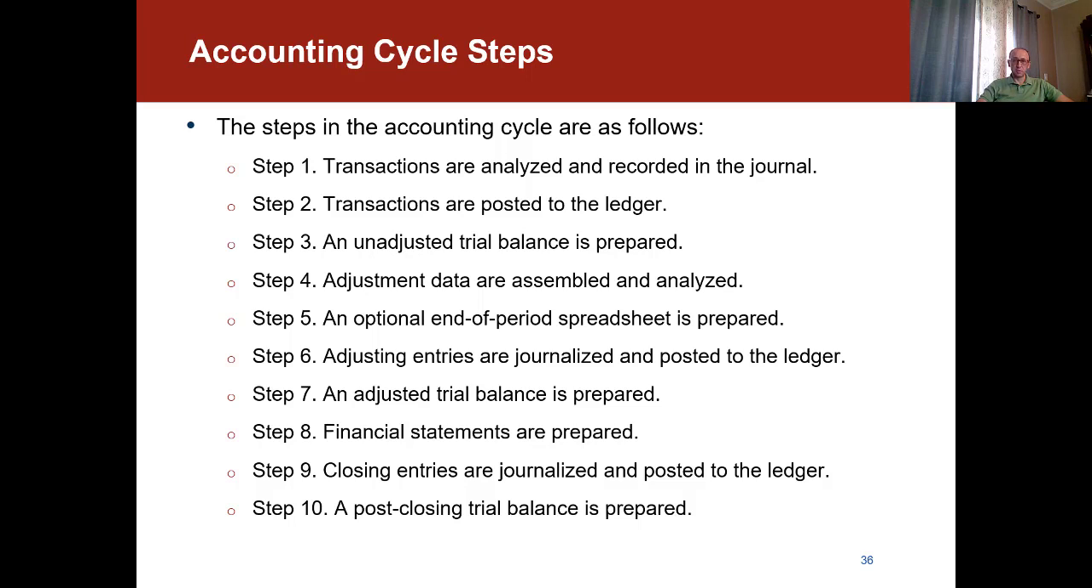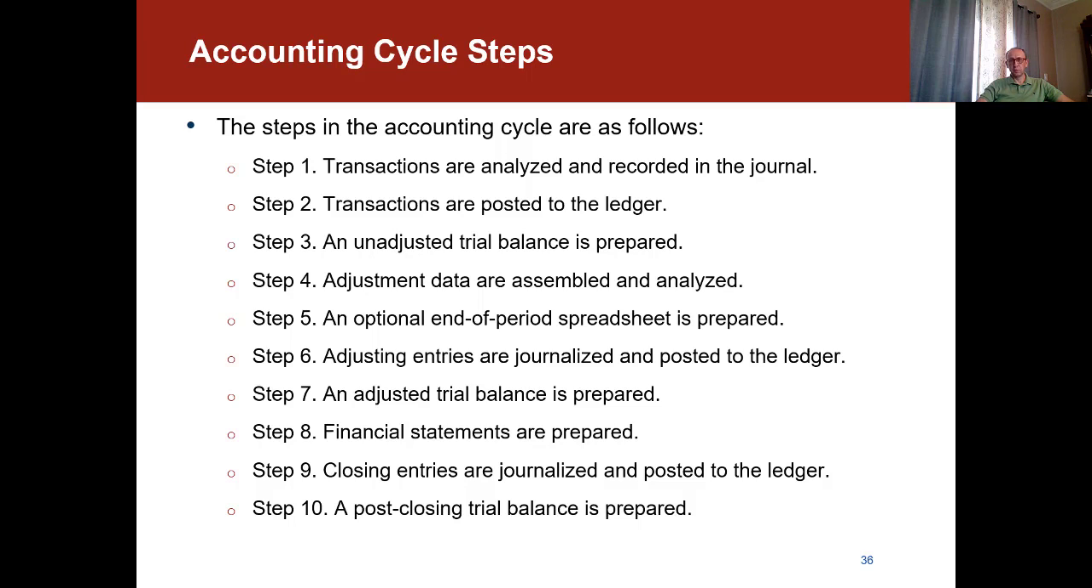Then starting step number 6, this is where it gets to be important, where the adjusting entries are journalized and posted to the ledger. Step number 7, an adjusted trial balance is prepared. And then step number 8, we prepare the financial statements. And I hope you still remember the order of the financial statements. We start with the income statement. Then we have the retained earnings statement or statement of retained earnings. And then we have the balance sheet.